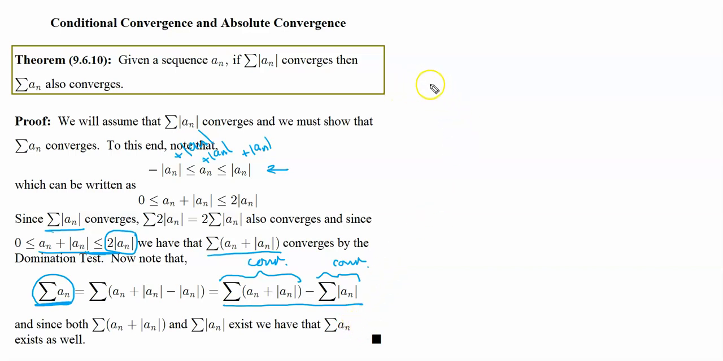Okay, so now that we have this result, let's take a look at the definition for conditional convergence and absolute convergence.